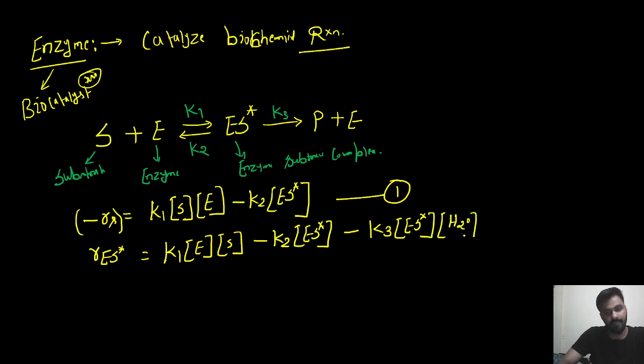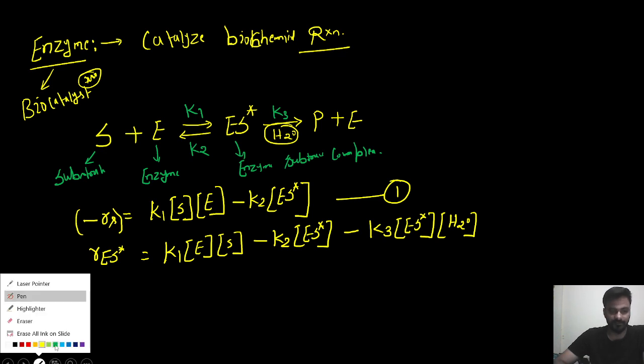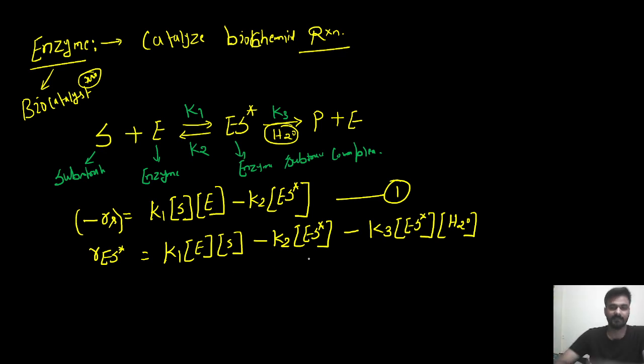concentration of H2O because there will be presence of H2O also. So H2O will be present in excess amount. I'm taking that concentration here also, because at the end of this derivation we'll have to neglect all these things, because we'll have to apply the pseudo steady state approximation, where if the concentration of one reactant is very high, then it will be constant. That is the rate of ES star. I am assuming this is our equation second.